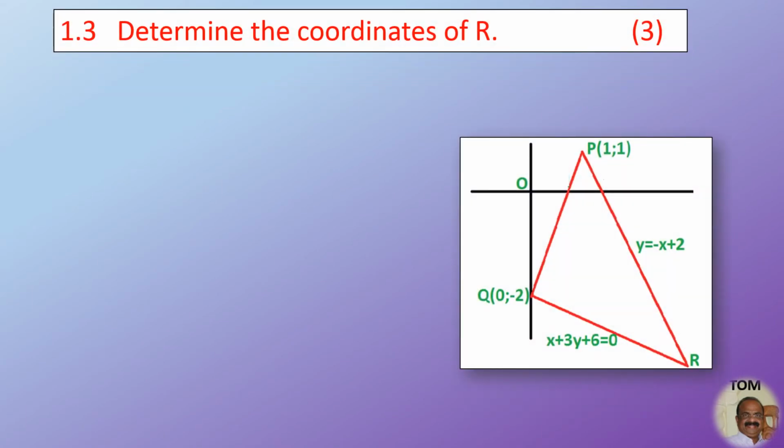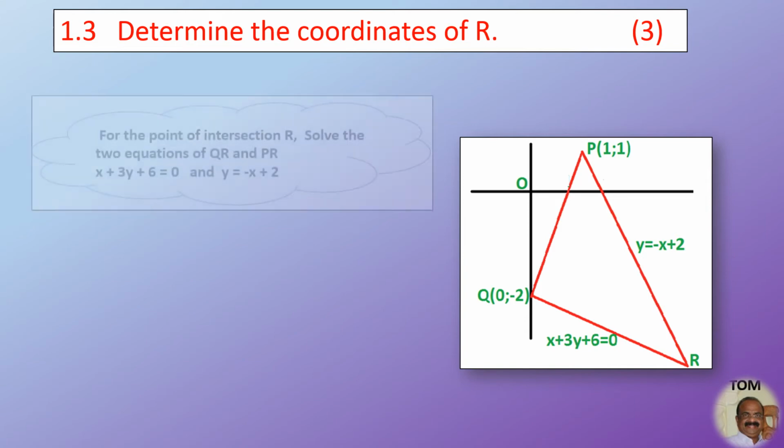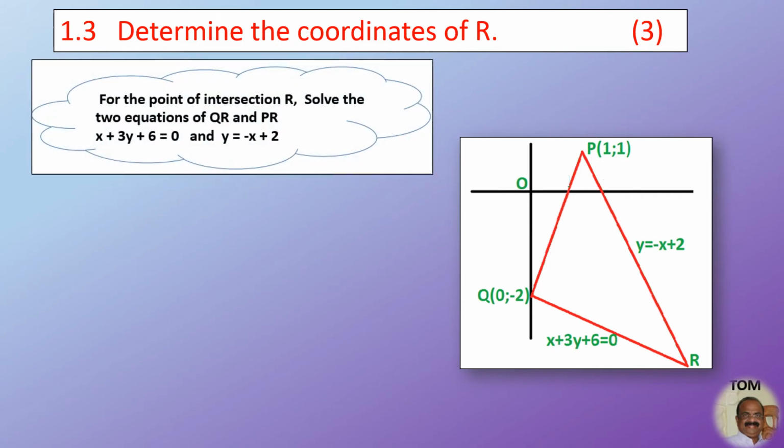Question 1.3. Determine the coordinates of R. We can see that R is the point of intersection of the two lines PR and QR. We have the equations of PR and QR. So we have to solve these two equations simultaneously.